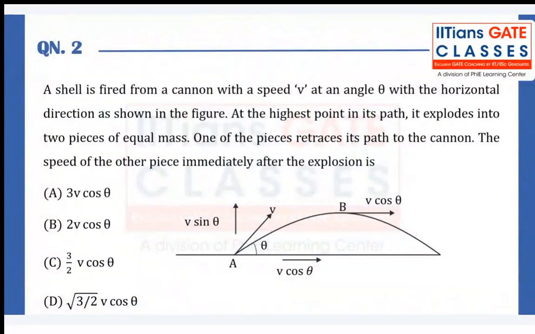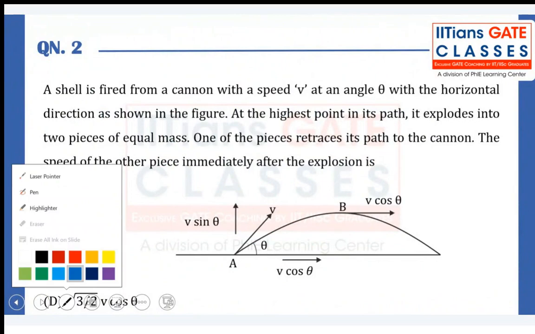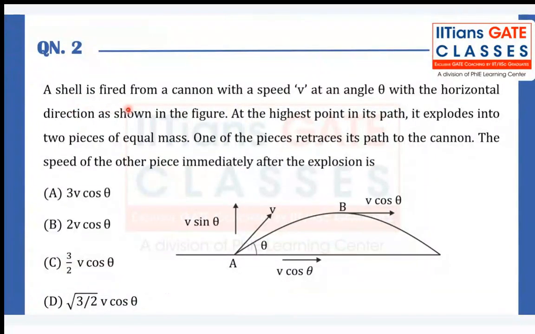Starting with the first question. This is from projectile motion. A shell is fired from a cannon with a speed v at an angle theta with the horizontal. The direction is as shown in this figure.